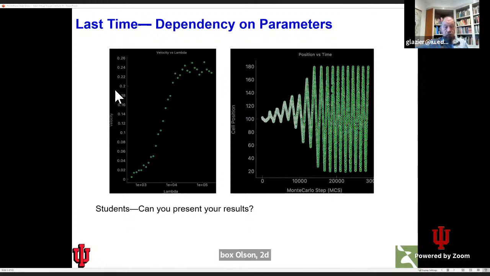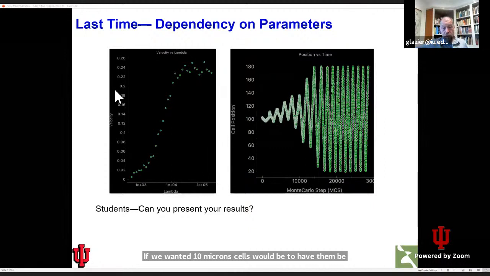If we picked a voxel size of 2 microns across, our cell would be on the order of 20 voxels in 2D. If we picked a voxel size of 3 microns, again for a 10 micron diameter cell, then we'd have something that had 4 or 5 voxels. So the biggest our voxels could be, if we wanted 10 micron cells, would be to have them be 3 or 4 microns across. That would be the most we could do.